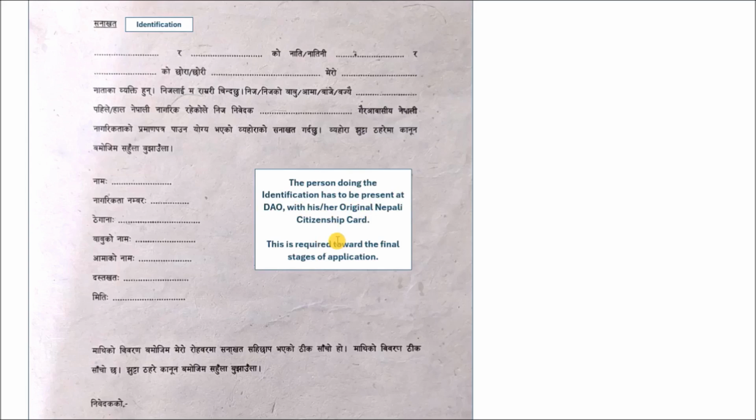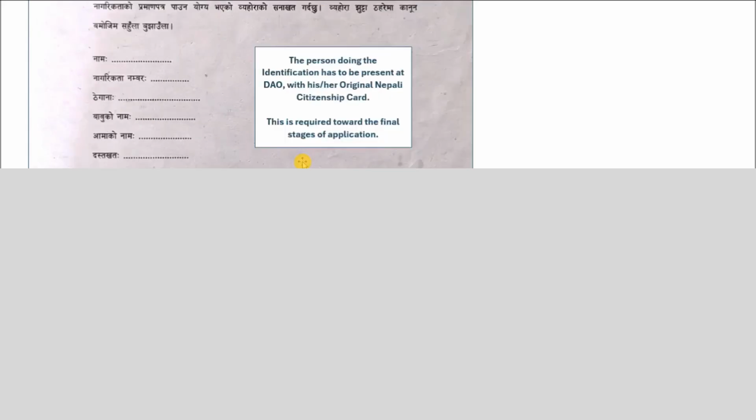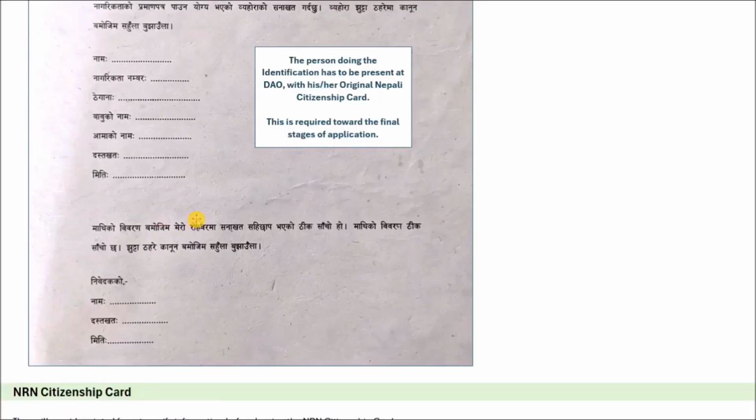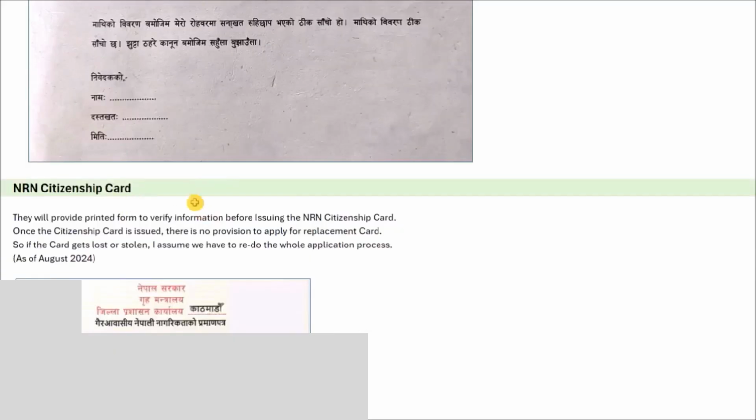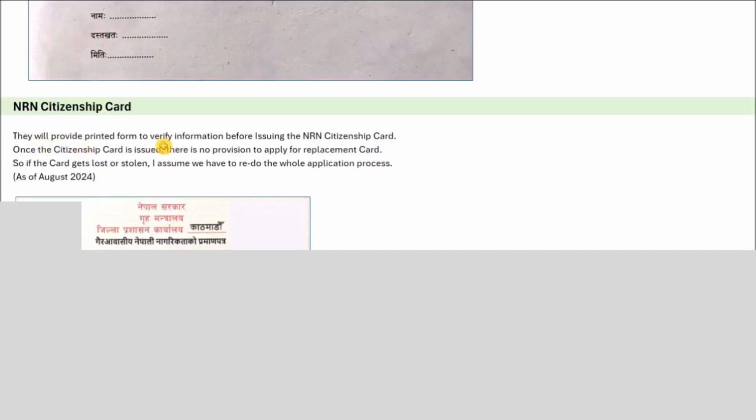At least one time, the person doing the Sanakat, the identification, will have to be present at the Jilla Prasasan Karyalaya. And then once the DAO office reviews all the applications and makes sure all the requirements are met, they will give you the card. You'll have to go to many offices within the Jilla Prasasan Karyalaya, or the district administration office. Before they give you the card, they will provide a printed form to verify information before issuing the card. So you'll need to make sure all the information is correct.